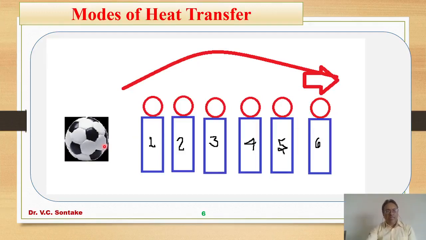Now what we did in method 1, the football has been transferred to player 1, the nearest player to the football. This football player has given this football to his neighbor player.